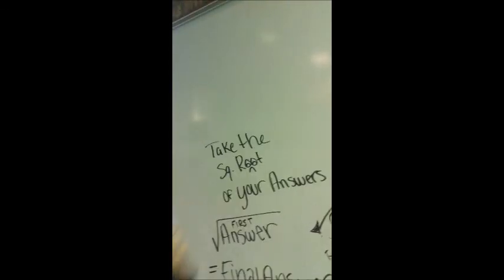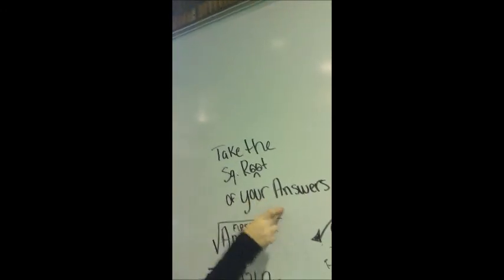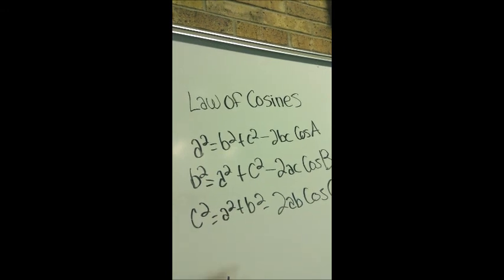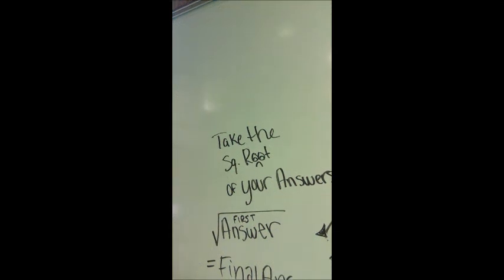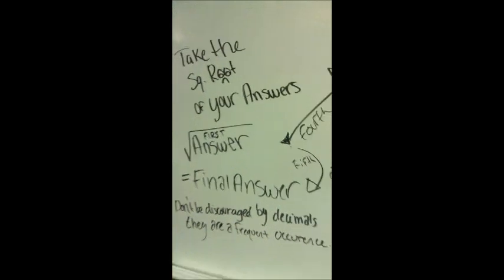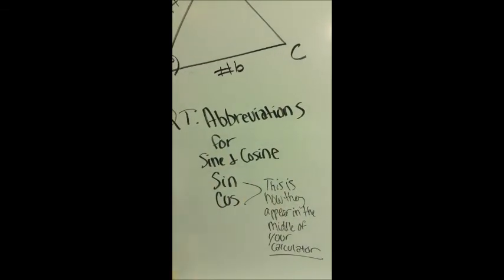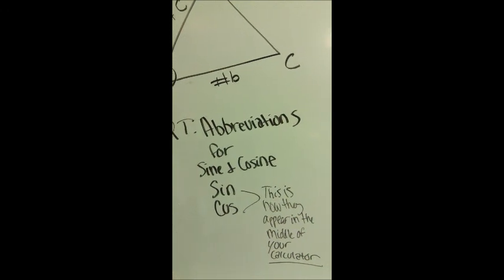After you've gotten what you think is your answer, you take the square root of that answer, because, as before, back in our equation, it is a squared, b squared, c squared. So you take the square root of your first answer. That will equal your final answer. Remember, do not be discouraged by decimals. They are a frequent occurrence, especially in math. Quick tip. Abbreviations for sine and cosine look like this. This is how they will appear in the middle of your calculator.